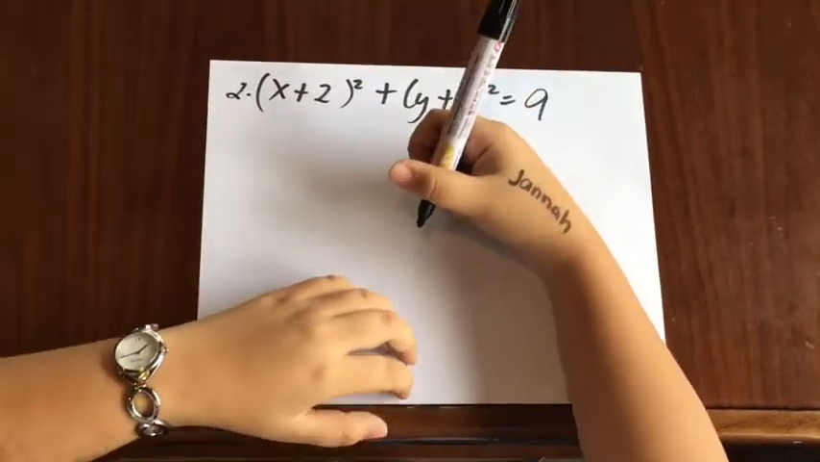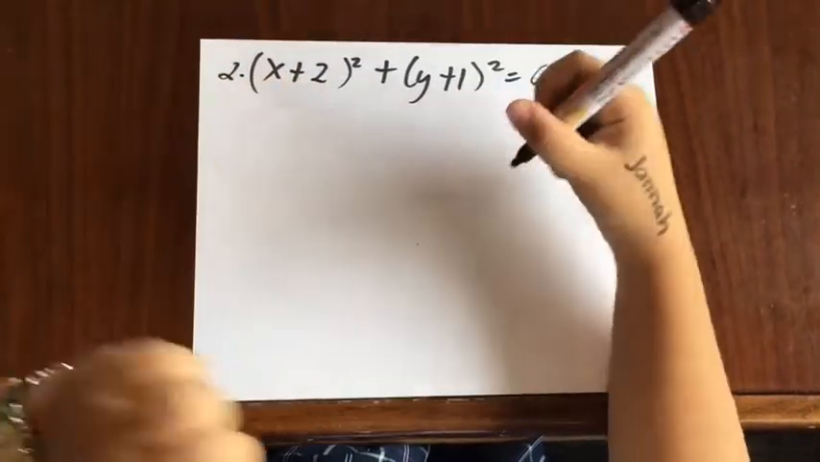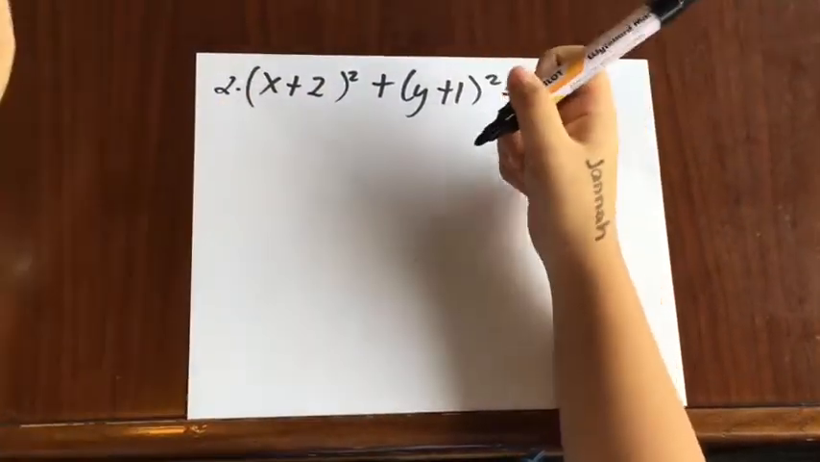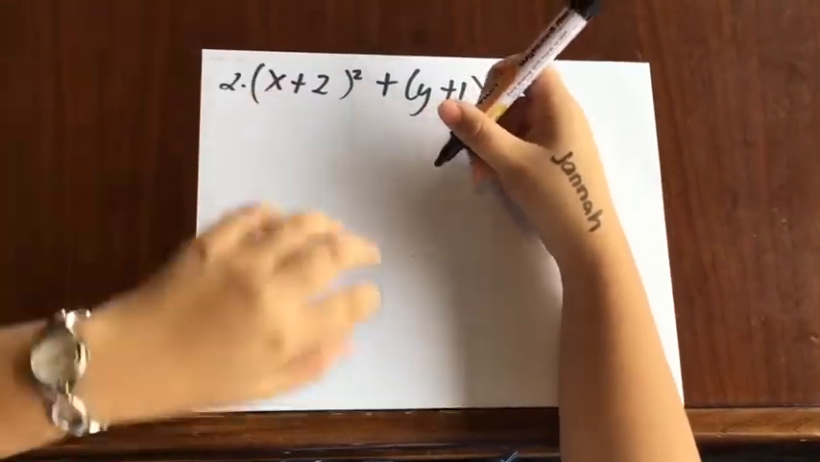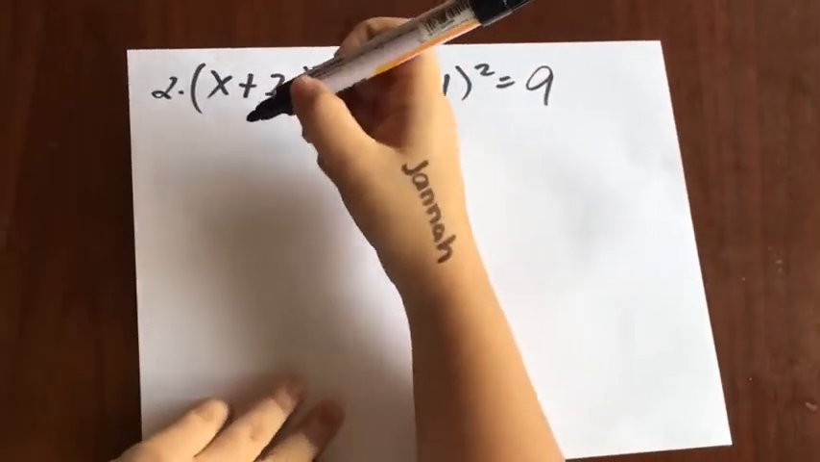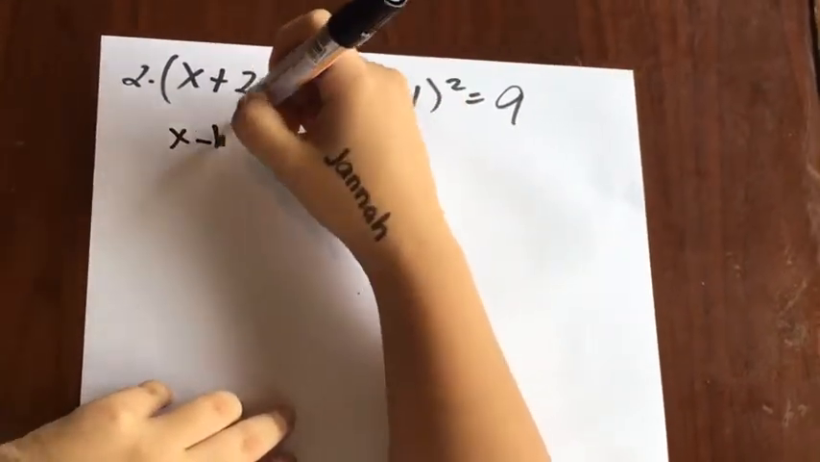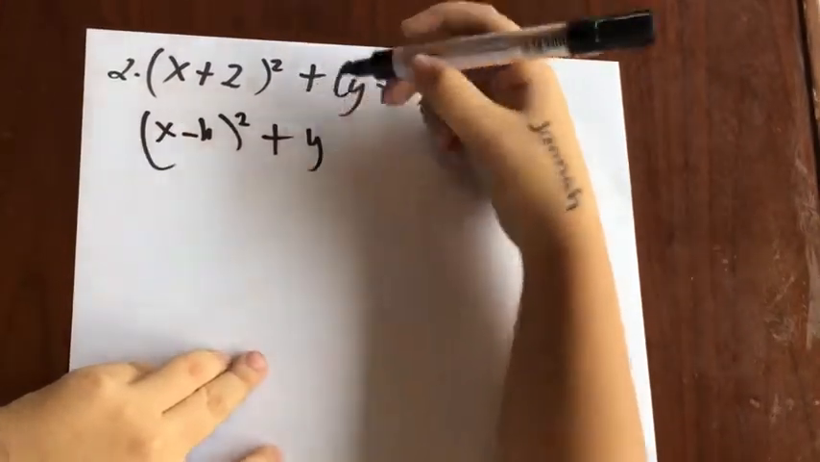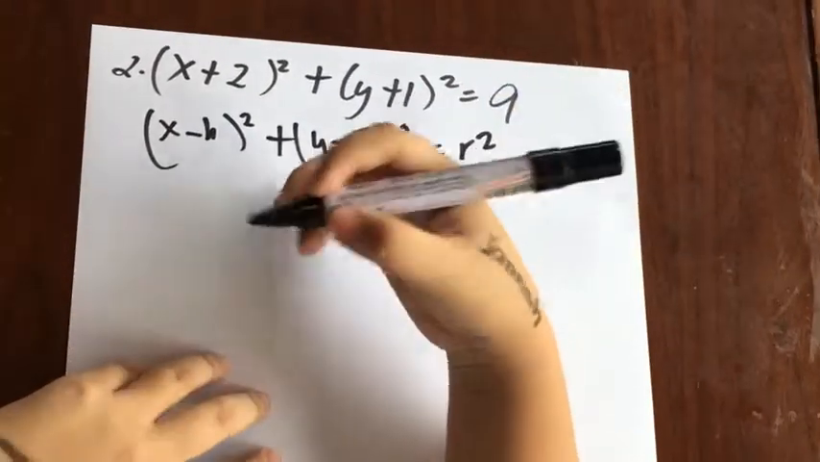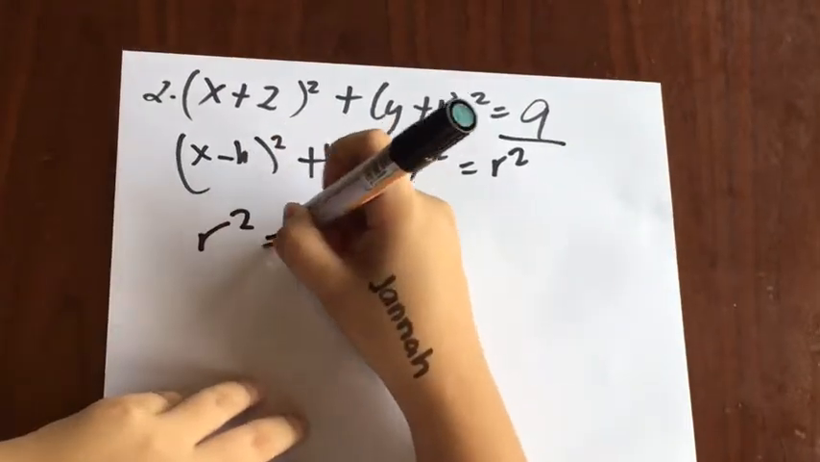So, number 2 equation is quantity x plus 2 quantity squared plus y plus 1 quantity squared equals 9. So, dito, meron tayong h and k. So, una natin gagawin is, we will find out what is our center. So, x minus h squared plus y minus k squared equals r squared. So, the 9 is r squared.